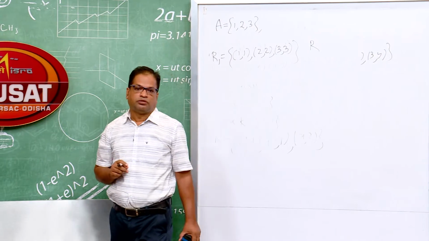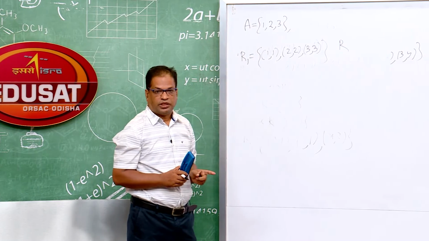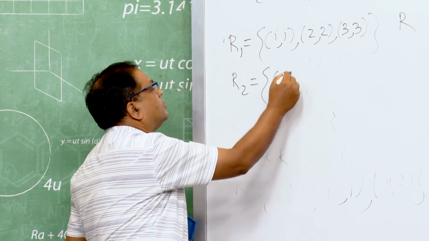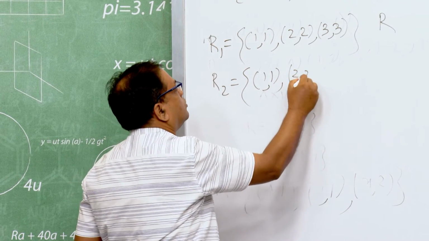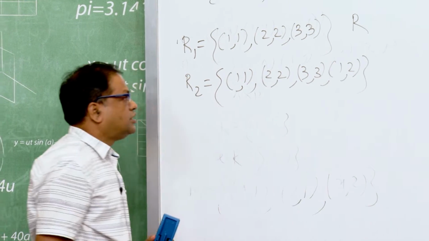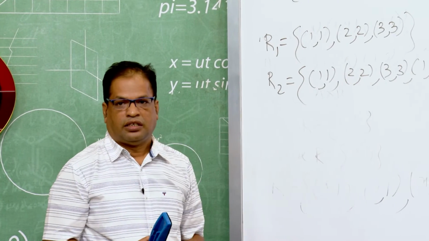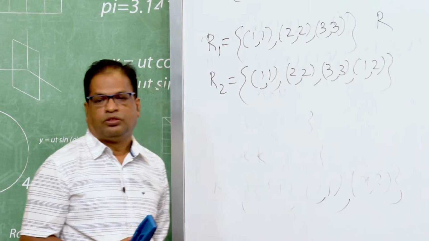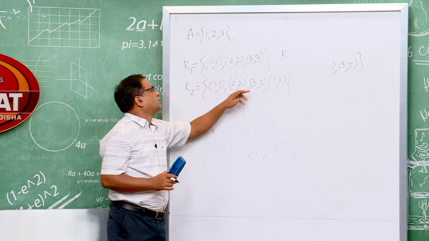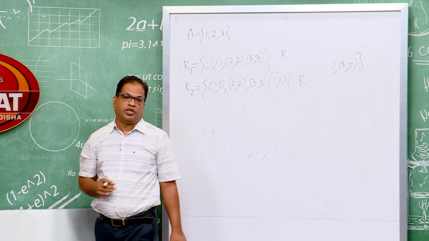Now, if the set A is {1, 2, 3, 4}, then there should be (4,4) for the relation to be reflexive. And next, suppose we take R2 as (1,1), (2,2), (3,3) and (1,2). Now, whether this relation is reflexive or not. Already (1,1), (2,2), (3,3) are there and there is an extra ordered pair (1,2). We are least concerned about the extra ordered pair because we have (1,1), (2,2), (3,3). So, it is also reflexive.